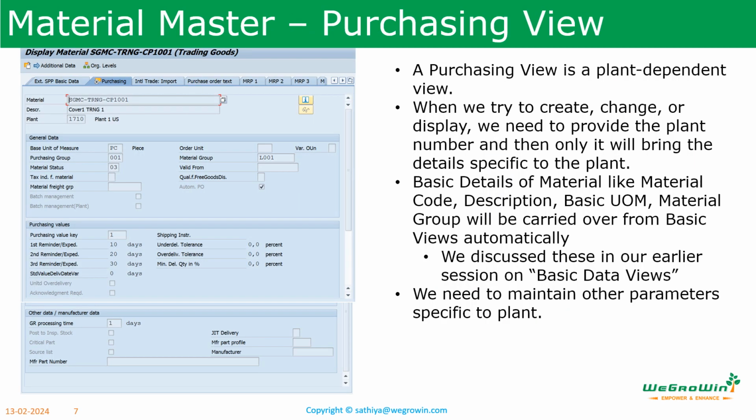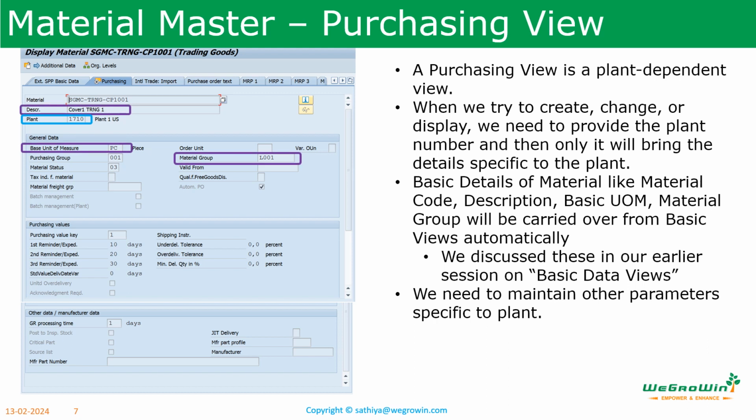Now we are going to discuss about the purchasing view. A purchasing view is a plant dependent view. So whenever we try to create or change or display the purchasing view for a specific plant, we need to give the plant number. Then only we can enter the plant specific details, or we can get the plant specific details.